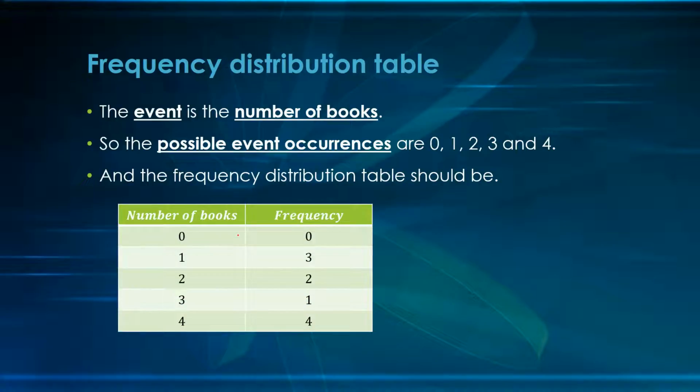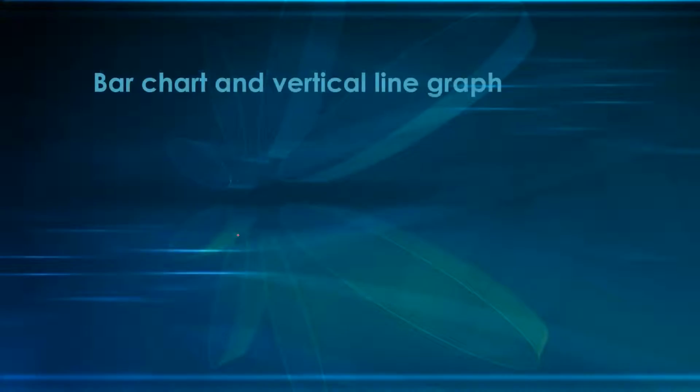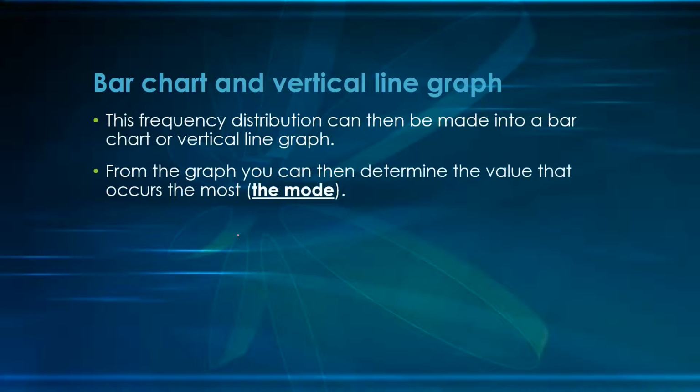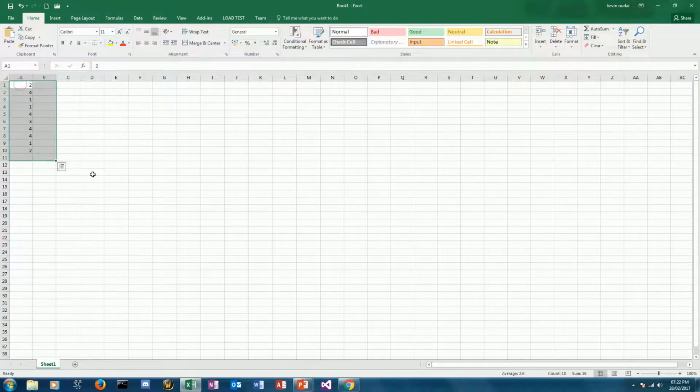Later on, I will show you how to get the information for this frequency distribution table using Excel. Once we have that, we can simply make a vertical line graph or a bar chart. And that vertical line graph or bar chart will tell us information such as the mode or the most occurring value.